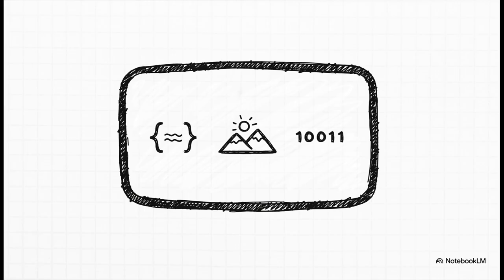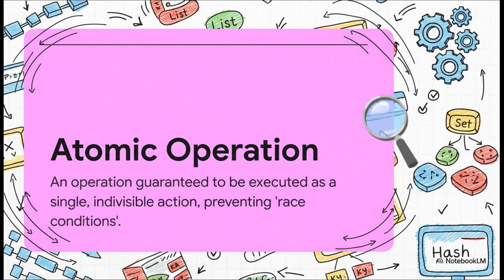And you can do some really powerful things with them. One of the most critical features of Redis is that its commands are atomic. Now, what does that mean? It means an operation, like telling a number to increment, happens all at once as a single, indivisible action.